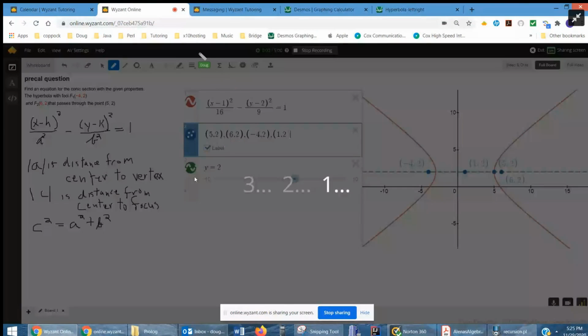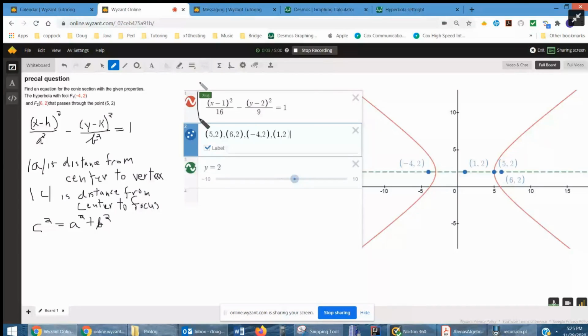Okay, here's the actual equation of the hyperbola that we're looking for. Here's a picture of its graph. And the question is, how do we come up with this equation, given that the foci are at (-4, 2) and (6, 2)?